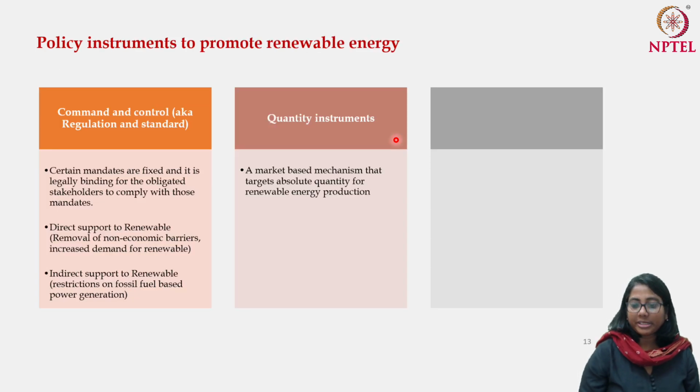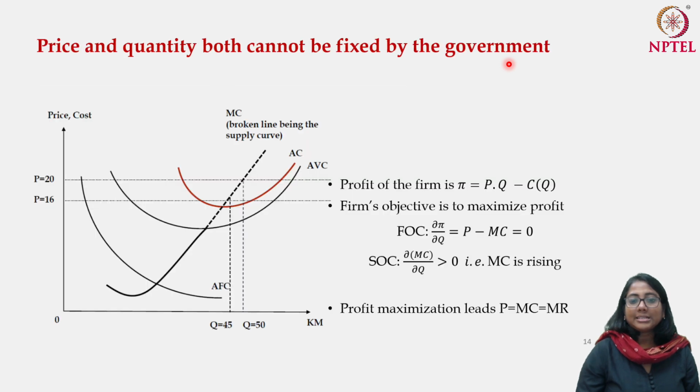Next, we move on to the quantity-based instrument. As I have already mentioned, the quantity-based instruments and the price-based instruments, both of them are market instruments. Let us have a quick look why these price and quantity instruments cannot be implemented together. So either the government fixes the price and lets the market decide the quantity of renewable energy that is being generated, or on the other hand it fixes the quantity or mandates the quantity and lets the market discover the price.